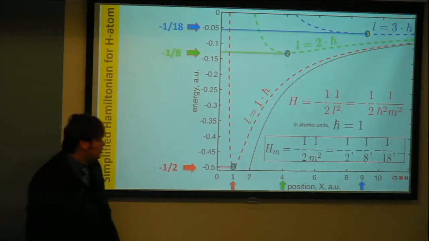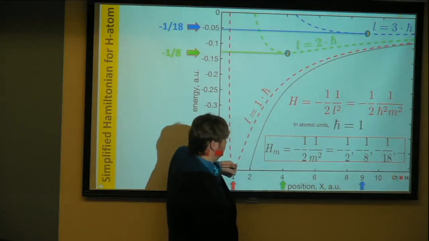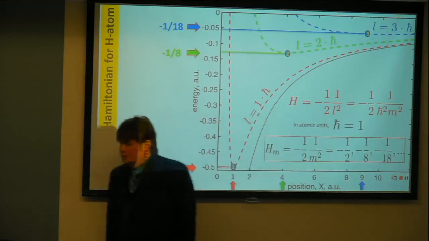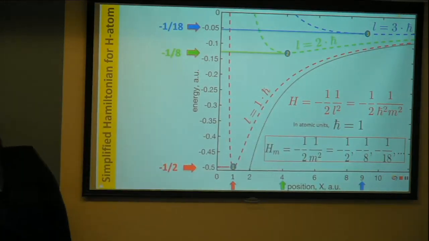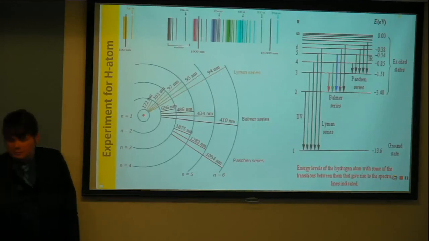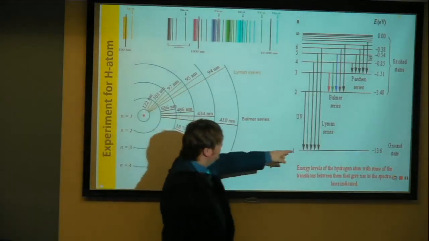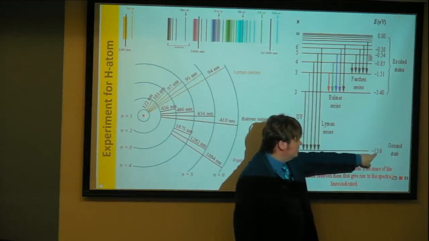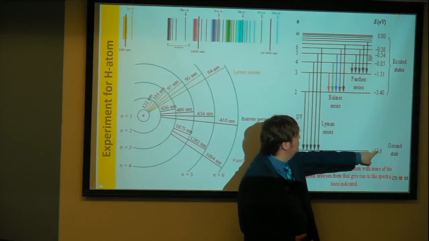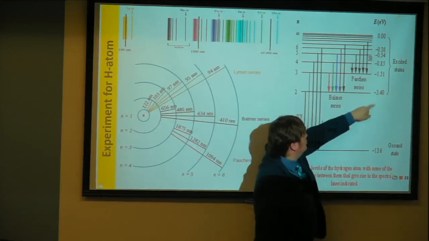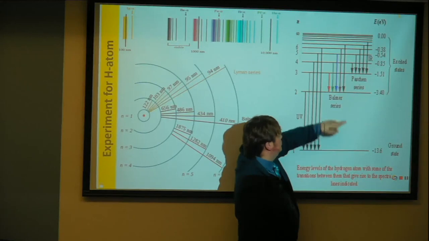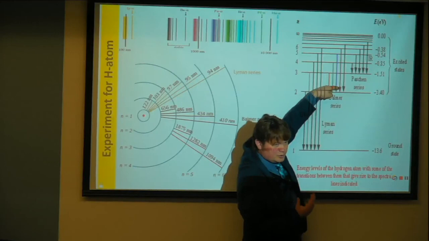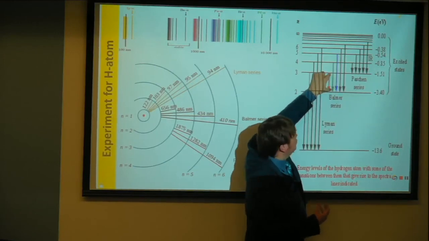In atomic units, the energies of the states will be minus 1/2, minus 1/8, minus 1/18. Right? And if we go into experiment, this minus 1/2 in atomic units will be minus 13.6 in electron volts. The next one will be minus 3.4. The transitions between the states are what happens in experiment, what absorbs or emits. So all of these are discrete values.